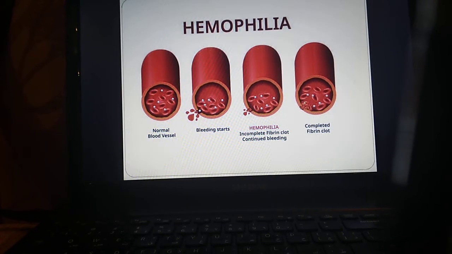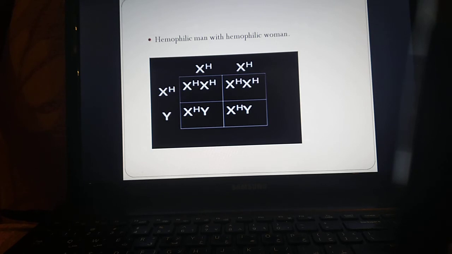Welcome back. We are talking about hemophilia, the disease which makes a person bleed for a long time. Now, hemophilia is also carried on the X chromosome. Let's see how we make a cross of a hemophilic man, that means a man who has hemophilia, with a hemophilic woman, that means a woman who has hemophilia. Since hemophilia is a sex-linked disorder, this allele can be carried on the X chromosome only.